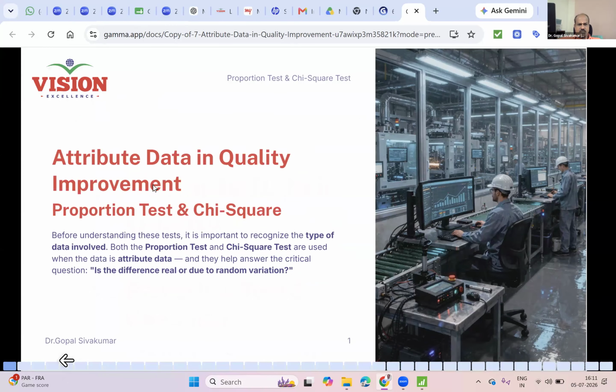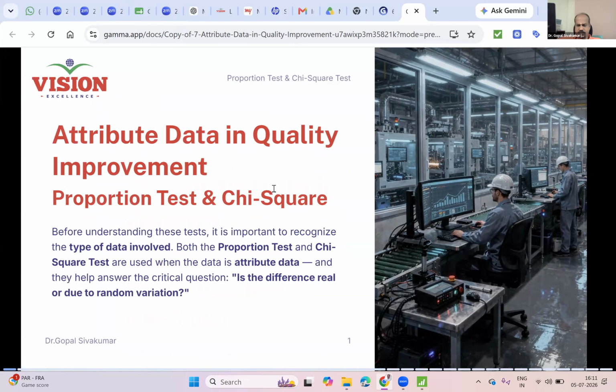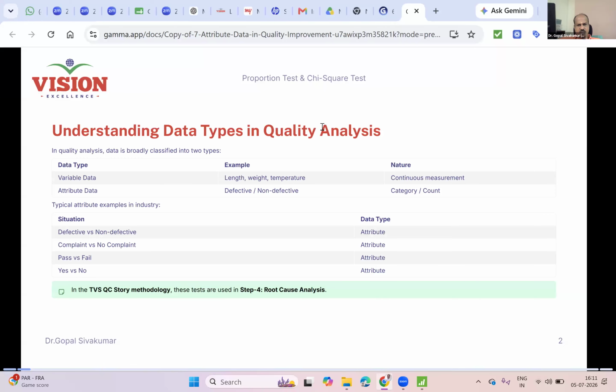So, the attribute data in quality improvement: proportion test and chi-square test. Again, just a recap, understanding the data type. There is variable data and there is attribute data. Variable data means length, weight, temperature. Attribute data means defective, non-defective. Normally it's a categorization or count. Pass fail is attribute data. Yes, no is attribute data. Complaint versus no complaint is attribute data. Defective versus non-defective is attribute data.